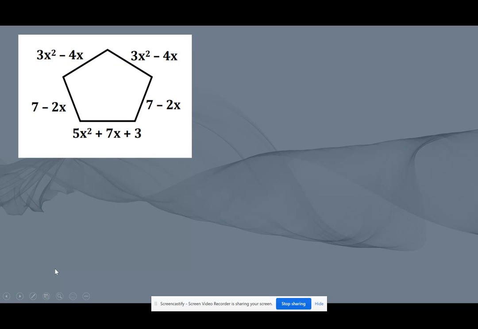Lastly, I wanted to show you how combining like terms can be applied to geometry. So if you remember, when you find the perimeter of an object, like a shape, you just add up all the sides. So these are the lengths of each side. So we're going to add them all up. So we have 3x squared minus 4x. That one's done. Plus 7x minus 2x. This one's done. Plus 5x squared plus 7x plus 3. This one's done. I'm going to continue underneath here.